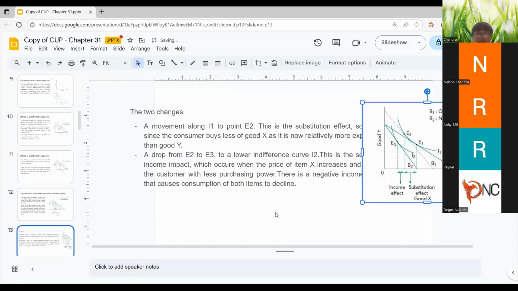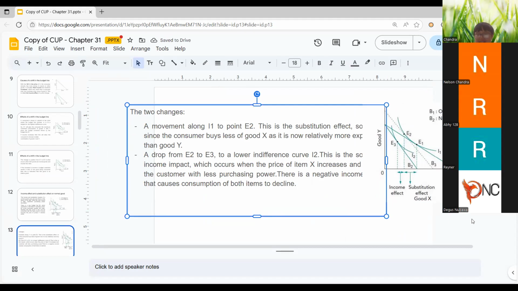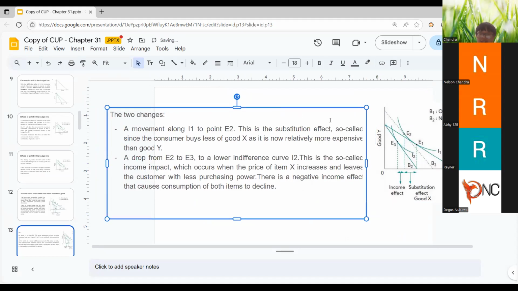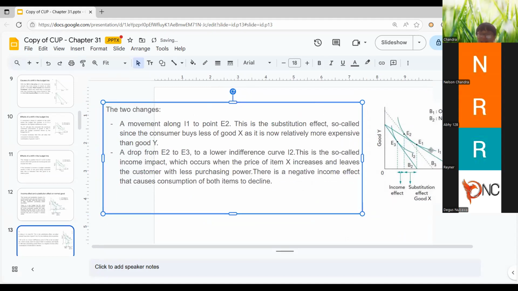Now, there are two changes. This is just a summary of what was discussed previously. First, we have a movement along indifference curve 1 from E1 to E2. That is called the substitution effect, because the consumer will buy less of good X as it is now relatively more expensive compared to good Y. Then there is a shift from E2 to E3 to a lower indifference curve.